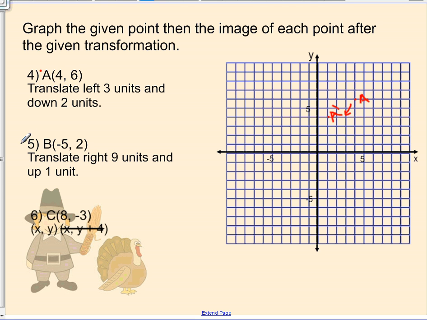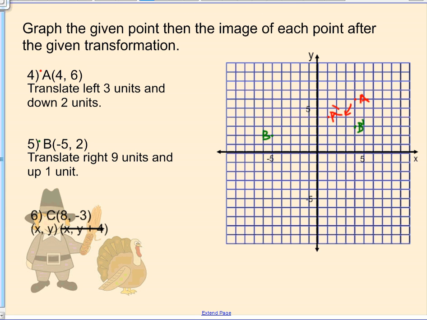Okay? All right, do another example. So B, we have -5, 2, and that's B. Okay, and we're going to translate it right 9 units. So 1, 2, 3, 4, 5, 6, 7, 8, 9, and up 1 unit. So my new image is right here, and we're going to name that B prime. All right. So those are some really good examples on how to move a point.